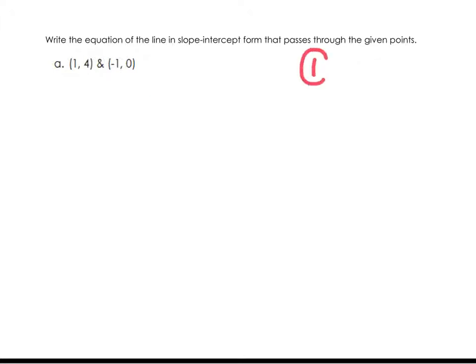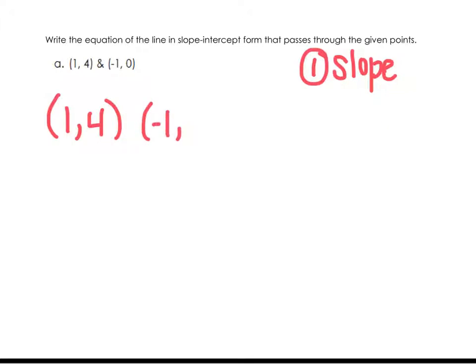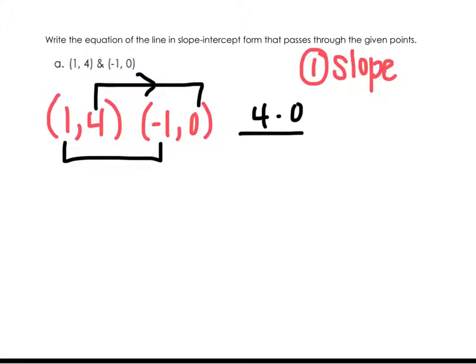First, we need to find our slope. So to do that, I'll look at my ordered pairs. I'll connect my y's and choose a direction. So 4 minus 0 over 1 minus negative 1. That is 4 over 2, or just 2. So now I know slope is equal to 2.